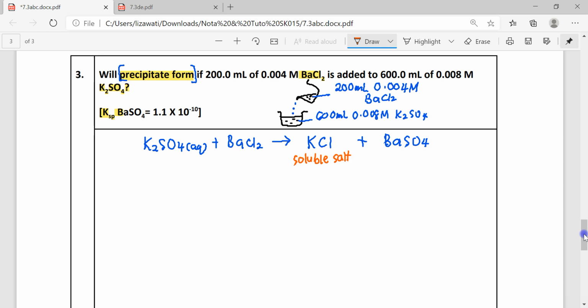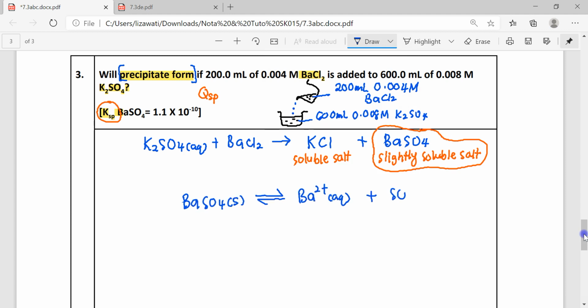However, for the sulfate salt, especially for the barium ion, barium sulfate is a slightly soluble salt. So that's why we want to find out whether barium sulfate can form precipitate or not. Because of that, we want to calculate the QSP and compare it with the KSP value. First of all, what should we do? Write the salt dissociation equation for barium sulfate. Make sure your equation is balanced. It is already balanced here.